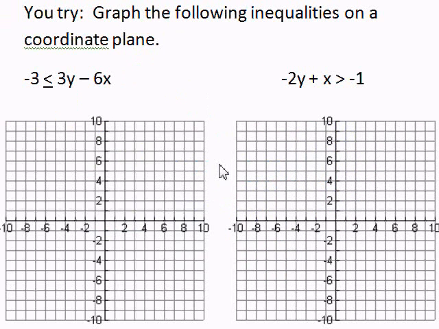Here are a couple of examples for you to try. Please go ahead and pause the video, work the examples out on your own, and press play when you're ready to see the answer.